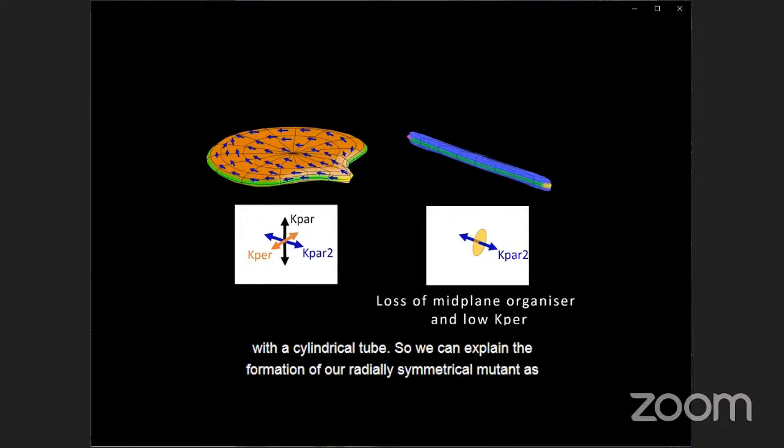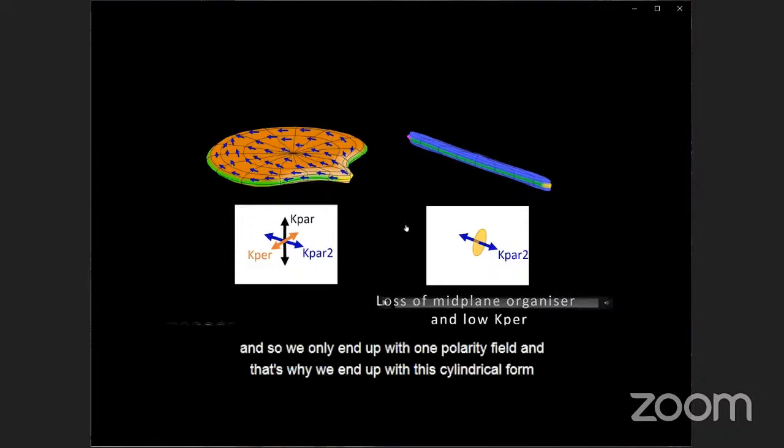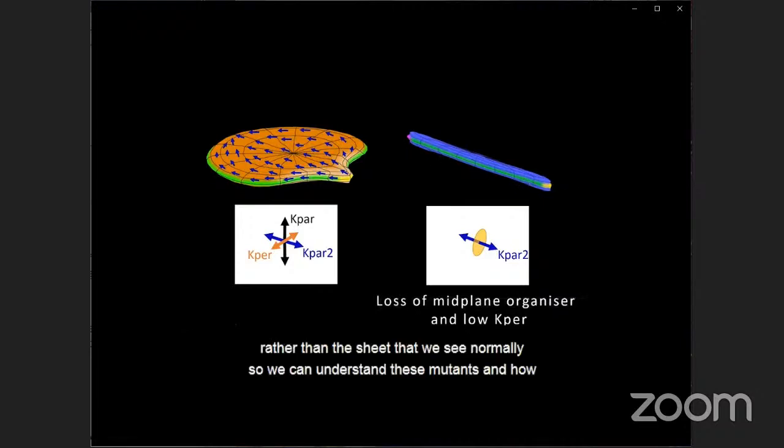So we can explain the formation of our radially symmetrical mutant as a mutation that essentially gets rid of the black arrows of the orthoplanar polarity field. And so we only end up with one polarity field, and that's why we end up with this cylindrical form rather than the sheet that we see normally. All right, so we can understand these mutants and how they act in terms of growth being oriented by these polarity fields that I've been describing.